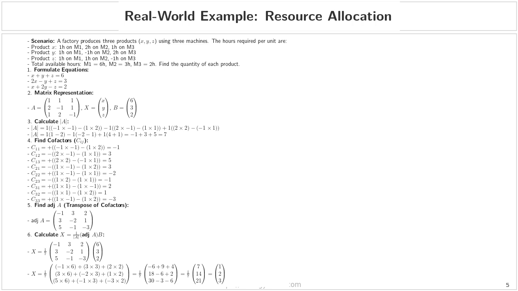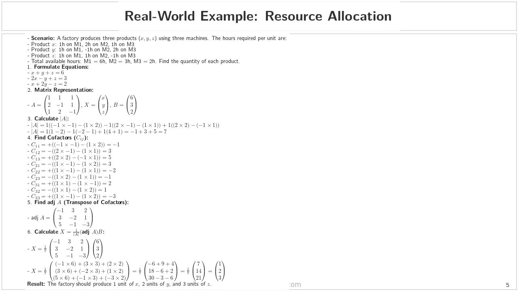We multiply the adjoint matrix by matrix B, which involves calculating the dot product for each row. This results in a new matrix where the elements are 7, 14, and 21. When we divide each of these by our determinant, which is 7, we get our final values. X equals 1, Y equals 2, and Z equals 3. So, the final result tells us the factory should produce 1 unit of product X, 2 units of product Y, and 3 units of product Z.